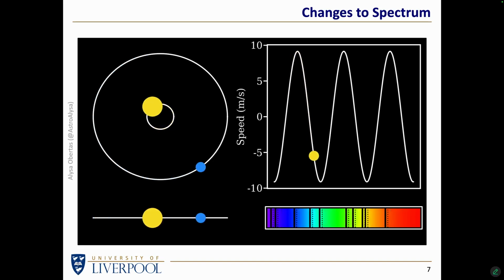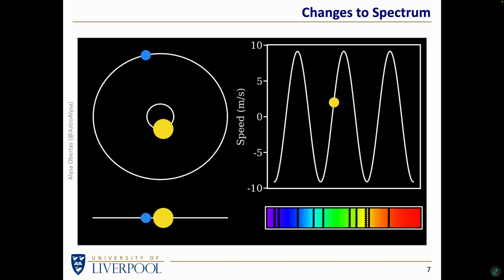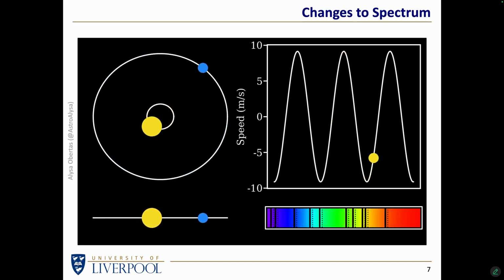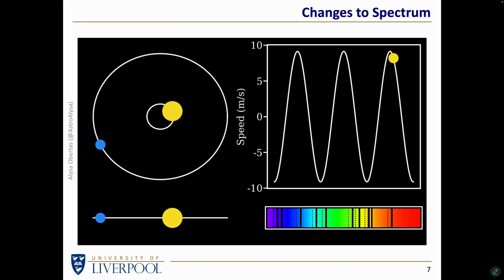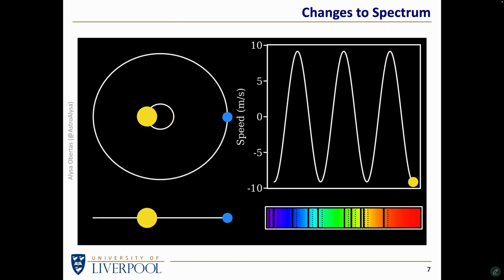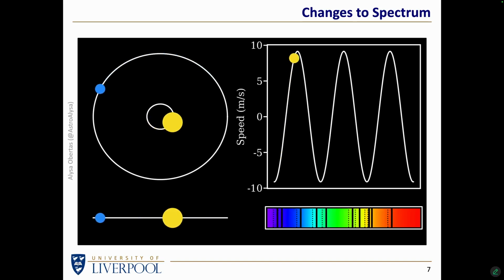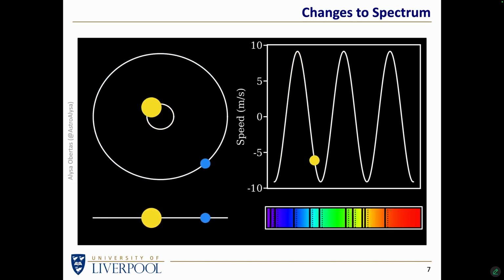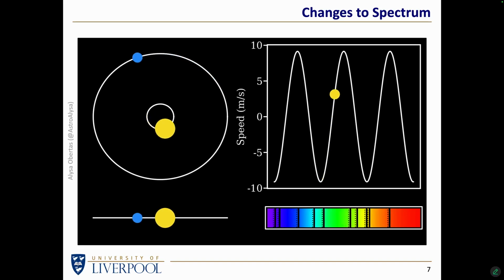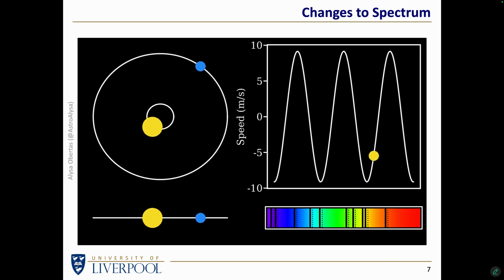So this has the advantage that we don't need to see the planet, we only need to pick up the light from the star, and spectroscopy can be enormously powerful and see tiny changes in the motion of a star, and hence pick up even relatively small planets, not necessarily huge planets like, for instance, a Jupiter-sized planet.